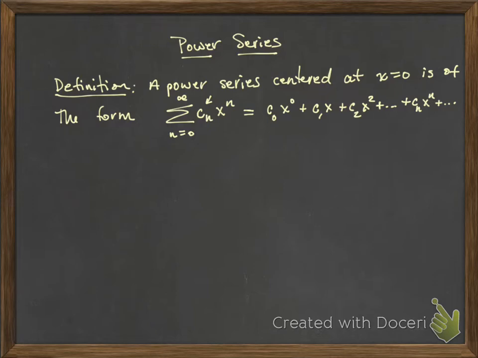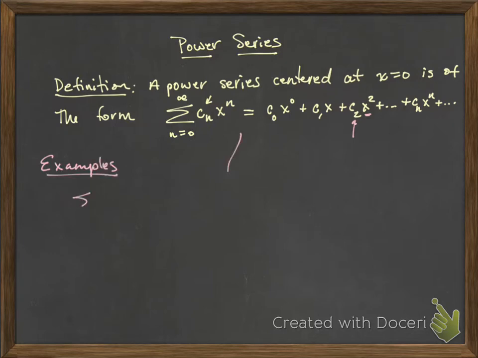Okay, so note that a subscript just means it's a naming device. So c sub 2 just says, hey, that's the constant that's in front of the x squared term. Okay? All right. Let's look at an example, or a couple of examples, of a power series centered at 0.